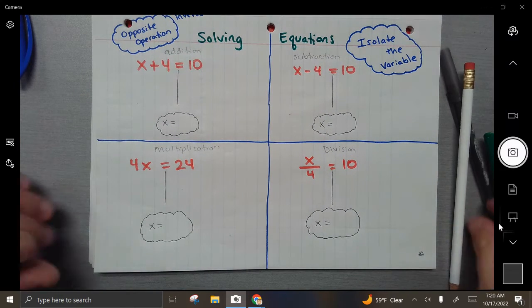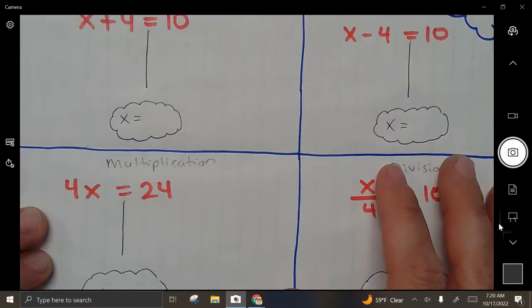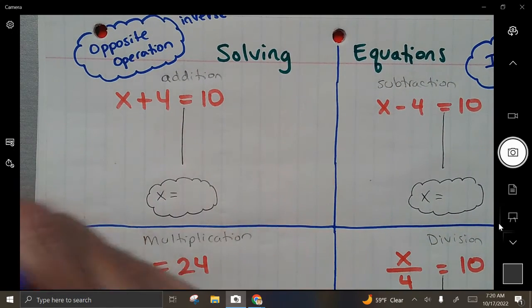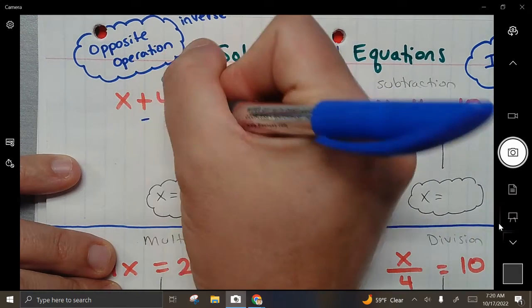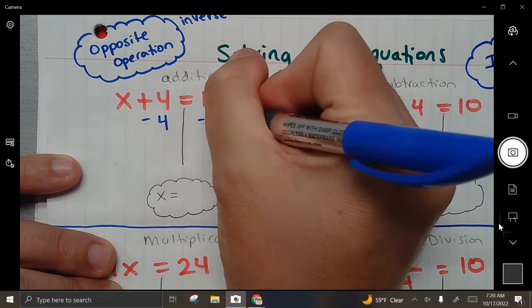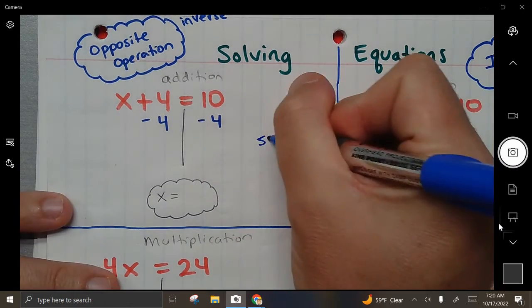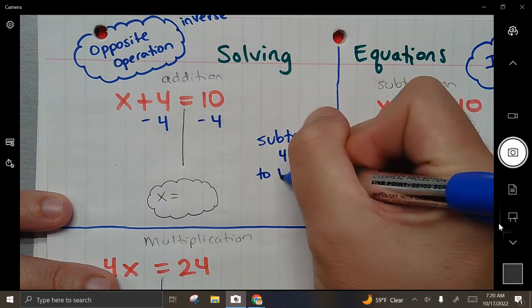So to finish this problem and solve it, we're going to go into each step here. For an addition, to get rid of this, we're going to do the opposite of the plus 4. So we're going to go ahead and just subtract 4. All right? You do the opposite, and you do it to both sides, okay? So you subtract 4 to both sides.